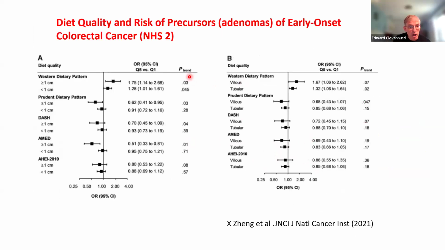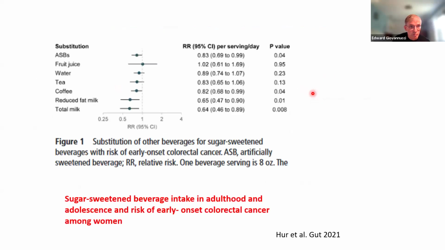Diet quality, and again, this is from the questionnaires, and we do see Western diet pattern associated with large colorectal adenomas, and for villus adenomas, that's a type of adenoma that's more likely to progress to cancer. This is looking at sugar-sweetened beverages, which increased risk.